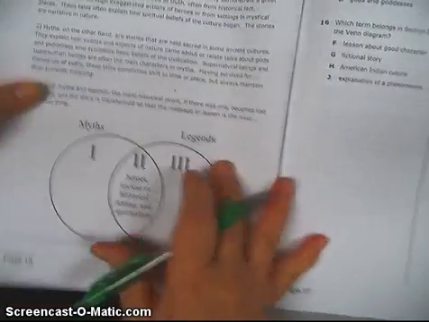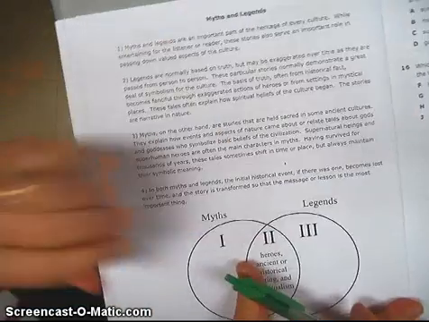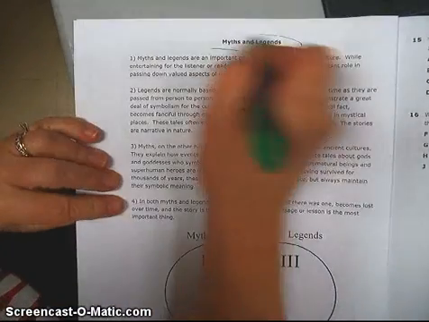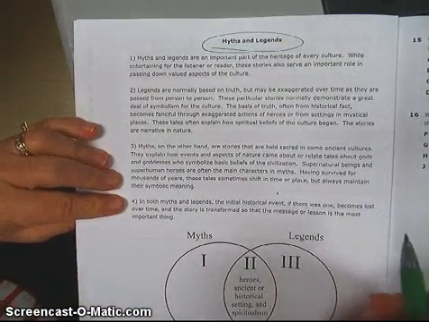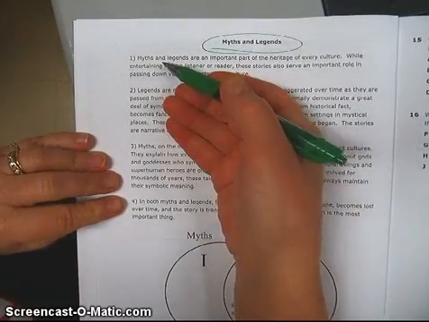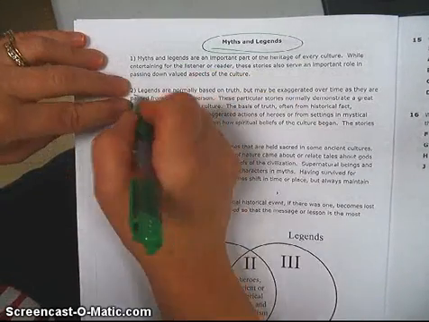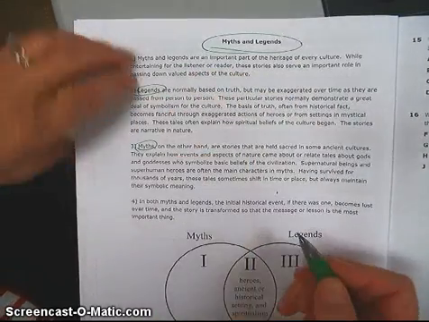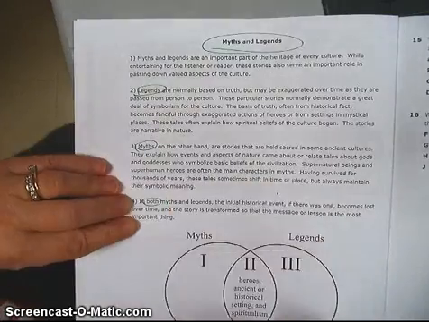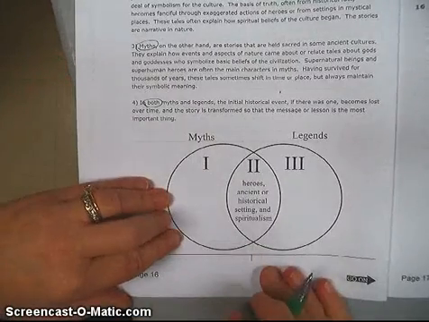Moving on, this test is still being previewed. I see this is called Myths and Legends. I'm familiar with those. It looks like they talk about legends in this paragraph, myths in this paragraph, and both. They're comparing. And I see that there's a Venn diagram. These are things in common.